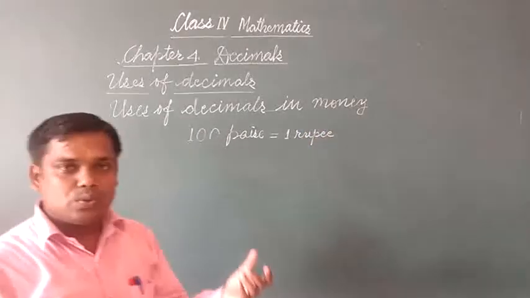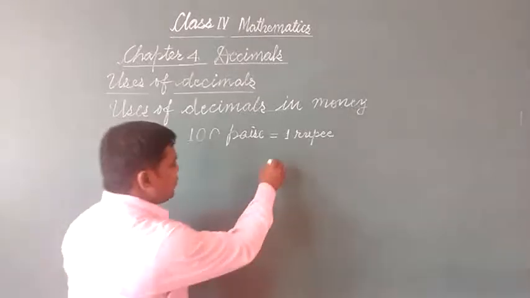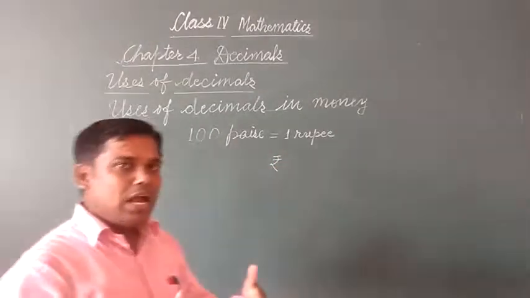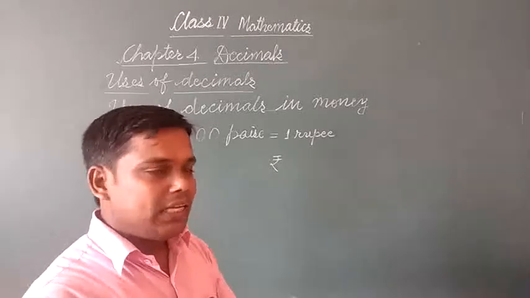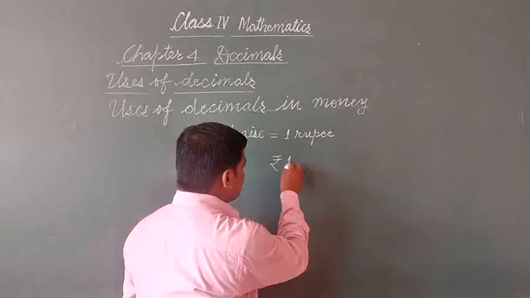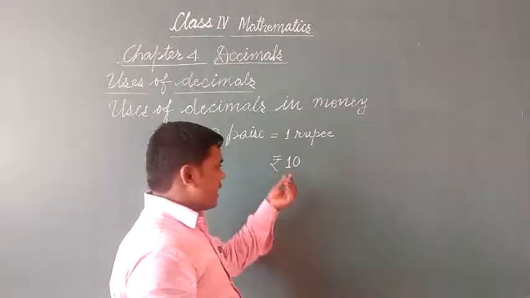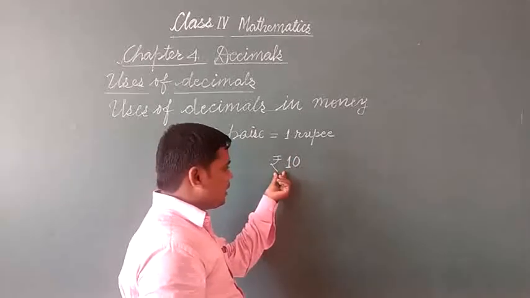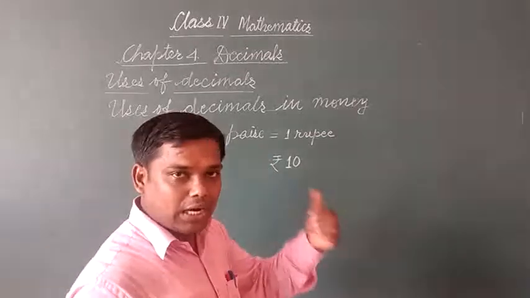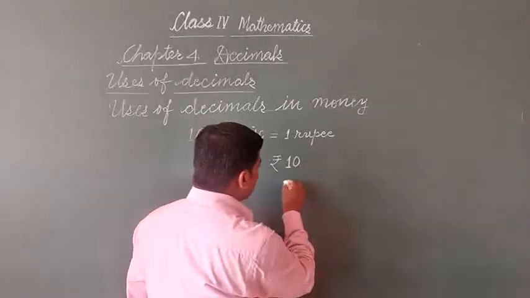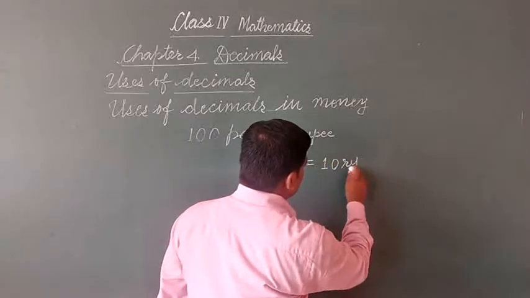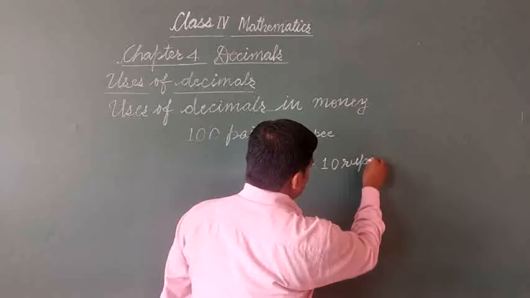I hope you also know the symbol for rupee. We write the symbol for rupee like this. So whenever you have to write rupees, you will write the symbol, like 10 rupees. In symbol form, you will write the rupee symbol first and then the numerical value 10. This can also be written as 10 rupees.